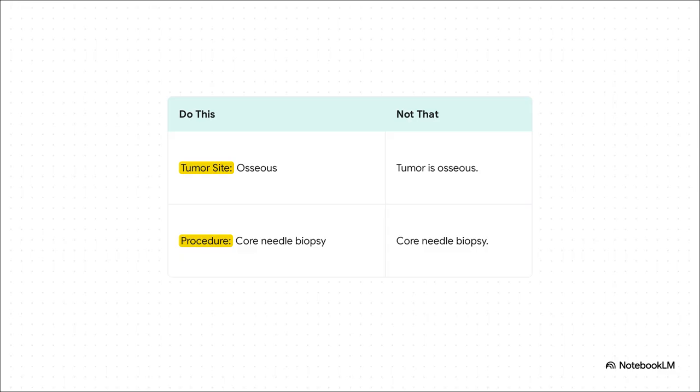So it's tumor site, osseous, on its own line. It's not a sentence buried in a paragraph that says, the tumor is osseous. This strict format means no one ever has to go hunting for the critical data. It's clean, it's clear, and it is required.